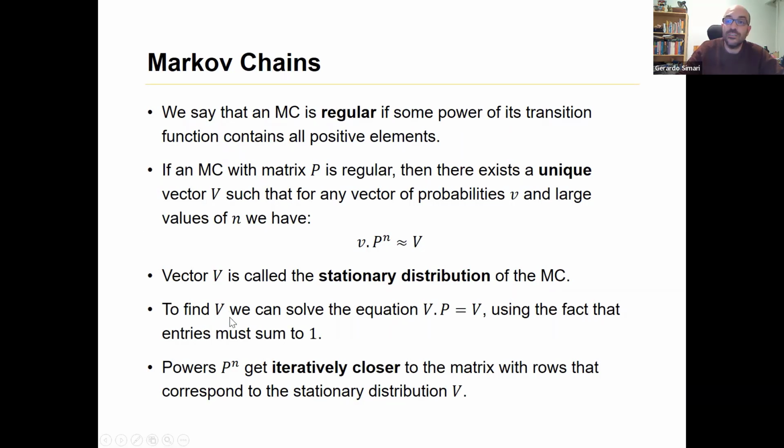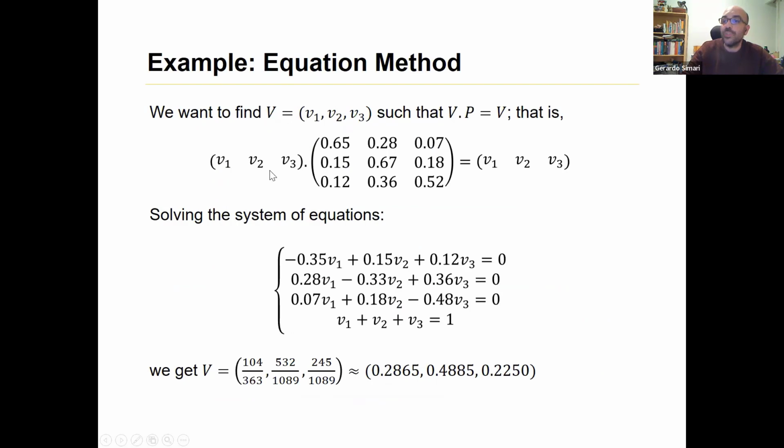And to find V, we can solve an equation of this form. I'll show you just a bit, using the fact that the entries must sum to 1. And the powers of the matrix multiplied with itself get iteratively closer to the matrix with rows that correspond to the stationary distribution. Let's see how that works. So I can solve this system of equations like I was just mentioning. They sum to 1, and I get this vector. And this should be the stationary distribution.